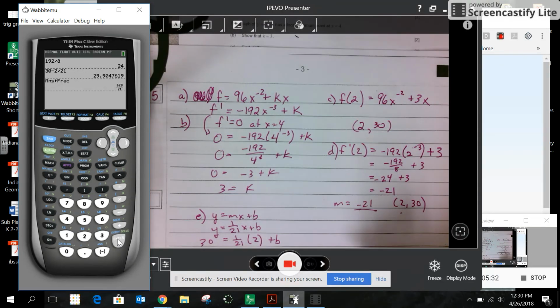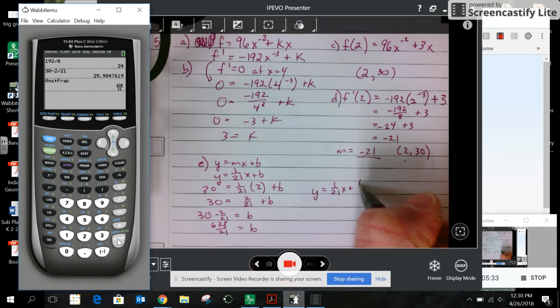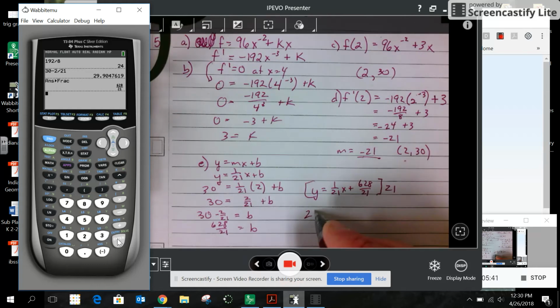I would give points at this point, but I need to put it in that form where I have all integers and everything's on one side of the equation. So I'm going to multiply this whole thing by 21. So I have 21y equals x plus 628. Bring everything over. Now it's set equal to 0. Okay, so I keep going. Next question.